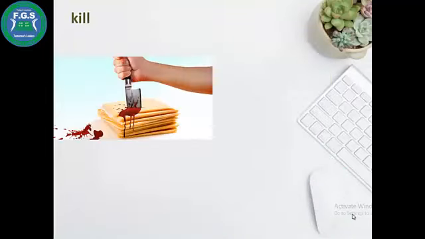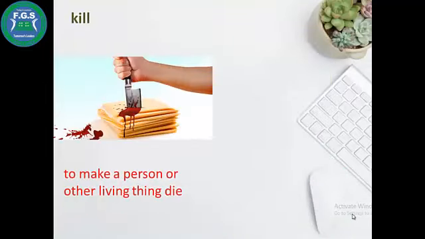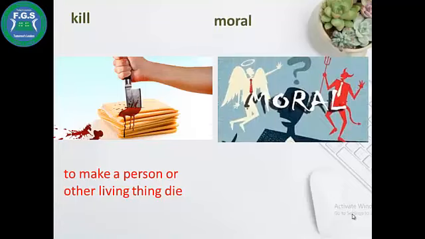Kill is a verb, to make a person or other living thing die, to end his life or her life. Moral, a message that gives advice. You read a story for the moral. The moral is the message of the story, the message of the book, the message that gives advice.